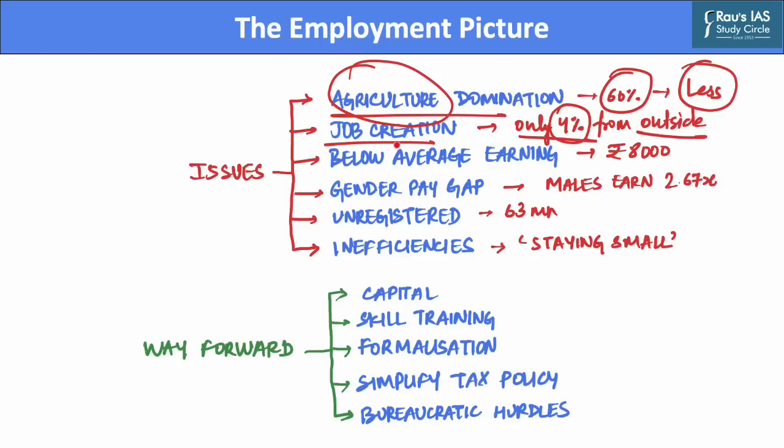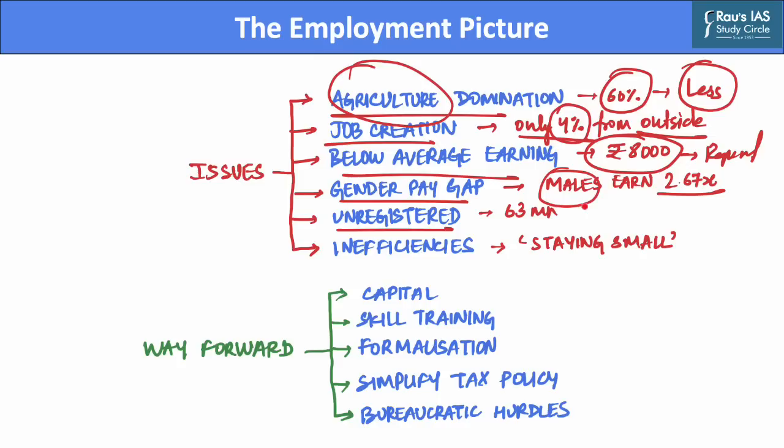Also, people who are self-employed witness below-average earnings, as they average only about 8,000 per month, which is lower than even regular workers. Further, there is a significant pay gap that exists in self-employment, as males earn about 2.67 times more than their female counterparts. Further, most of the self-employed enterprises in the country remain unregistered. As per NSSO data, almost 63 million self-employed entrepreneurs are currently unregistered.